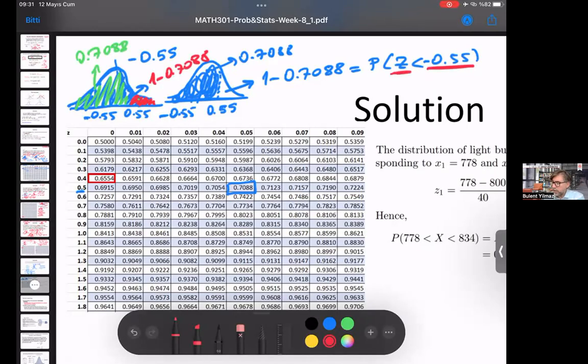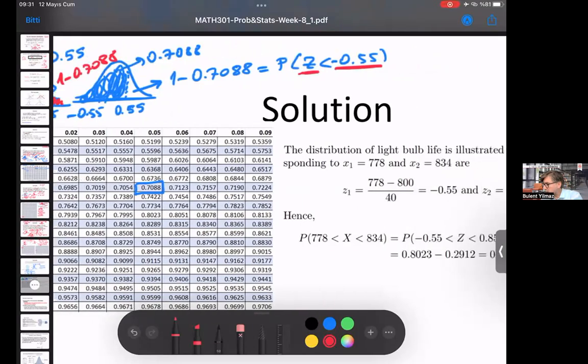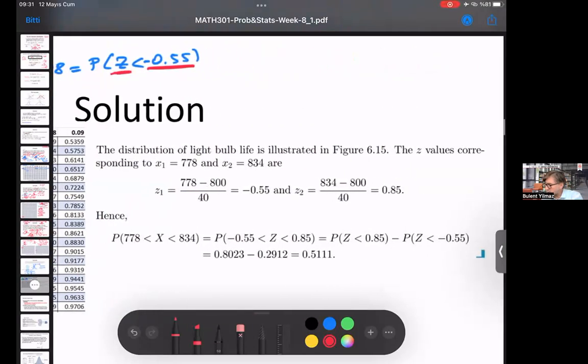It is critical that you understand how to read the z table that I give you. In the exam, I'm going to give you the z table, and you're going to do the calculations accordingly. So the first one is 80%, which is probability of z being less than 0.85, and this one is 29%, and the remaining is 51%.